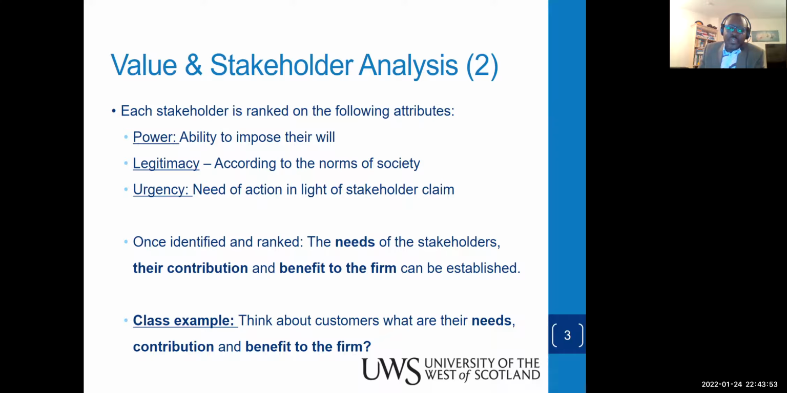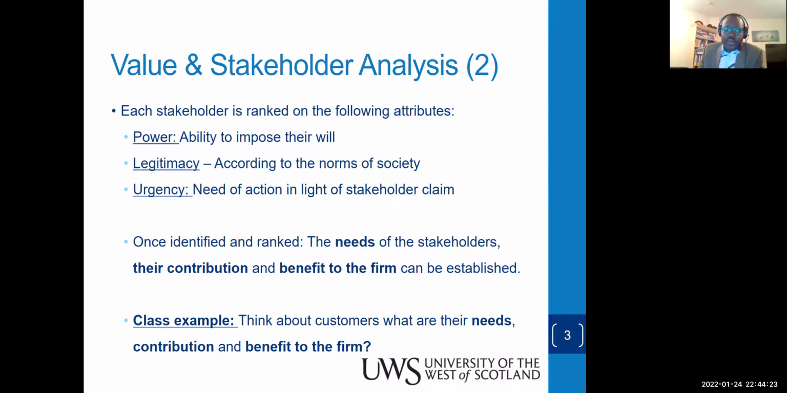And then again, we also rank these stakeholders in terms of urgency. How urgently should we respond to them when they make a claim? Quickly, or can we delay a little? So these three things normally help in establishing the priority, the kind of significance we attach to a stakeholder. Once we identify and rank them, we can easily identify their needs, their contributions to the company, and how we benefit from them as a company.